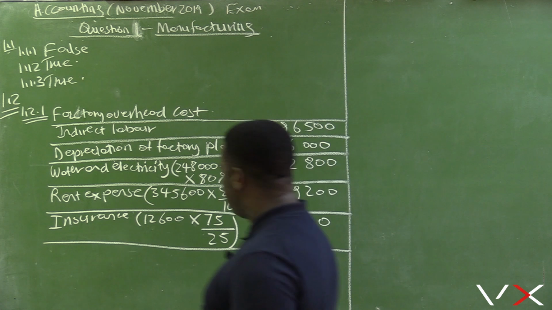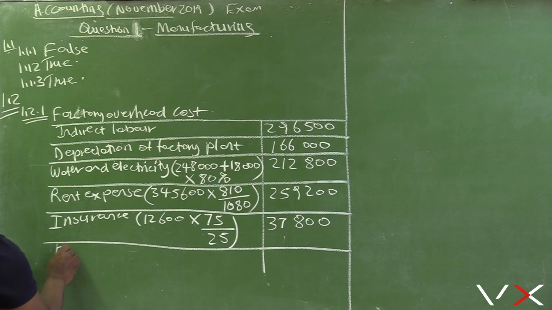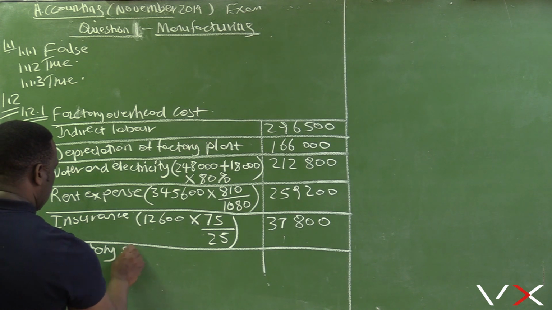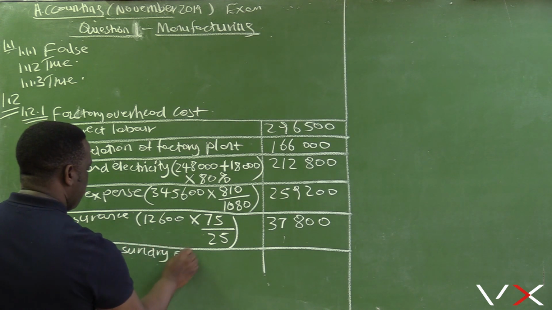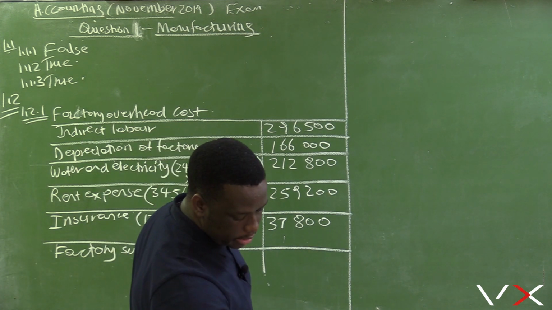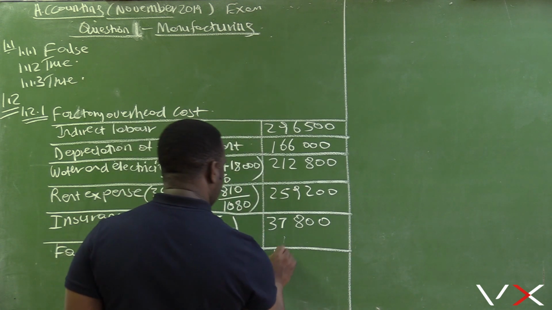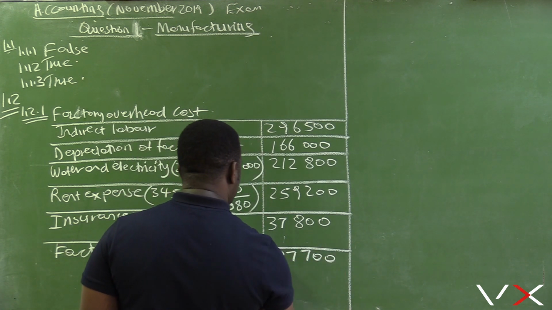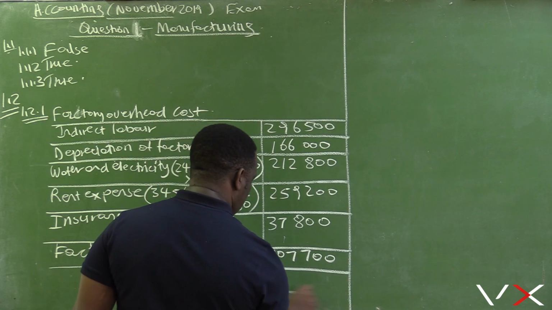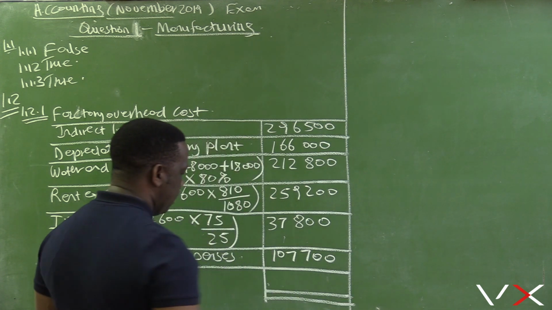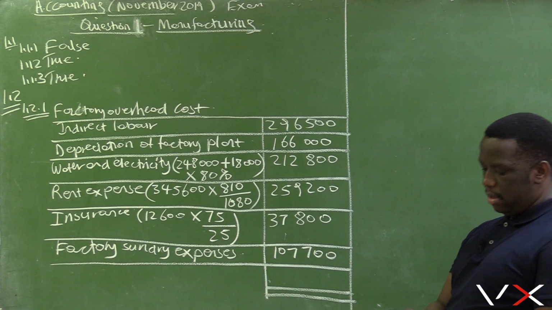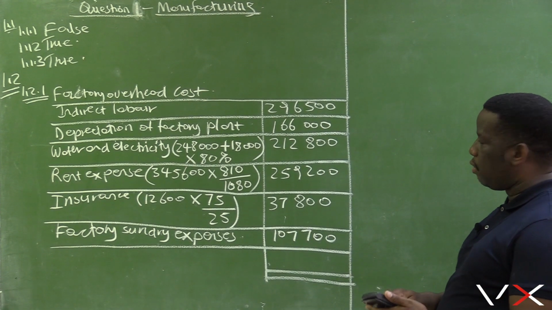For factory sundry expenses, we are taking the amount as it is from the pre-adjustment. The amount given is 107,700, and there is no adjustment to this amount. So we then need to come up with the total for factory overhead cost. Let us then calculate the total.